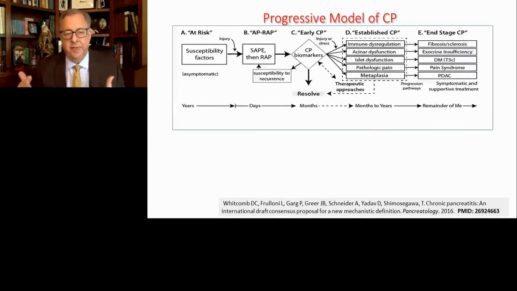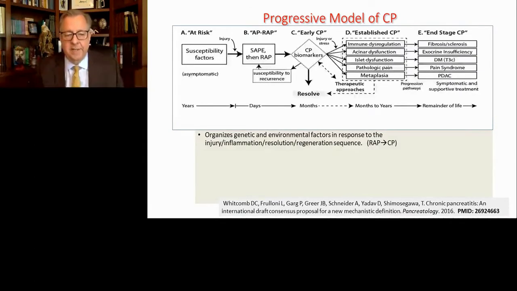These are completely different cells. There's different risk factors in each cell, and there's different things that drive injury or repair in each of the different cell types. So of course they don't go in parallel. But by organizing in this way, we can put the genetic factors into an injury, inflammation, resolution, regeneration sequence that in some cases goes terribly wrong, leading to recurrent acute pancreatitis or chronic pancreatitis.